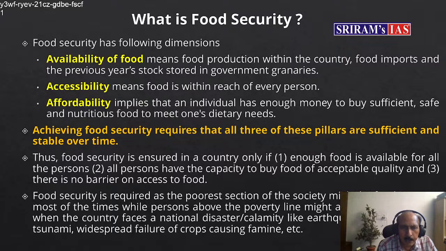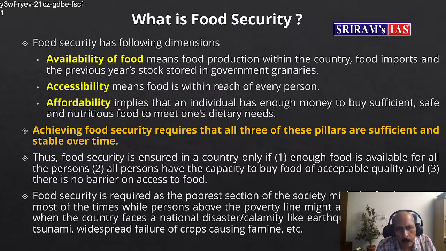And therefore, the three A's are important to ensure food security in any part of the world. That is, ensuring availability of food, ensuring accessibility to the food, and ensuring that the food is available at an affordable price. Unless these three A's are ensured, it is very difficult to ensure food security in any area or in any part of the world or in any country. And therefore, achieving food security requires that these three pillars are sufficient and stable over a period of time.